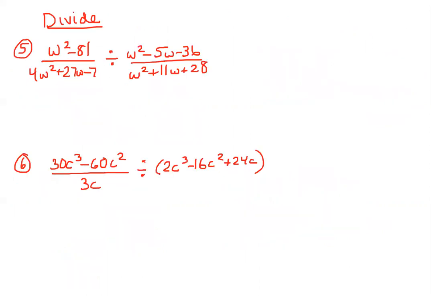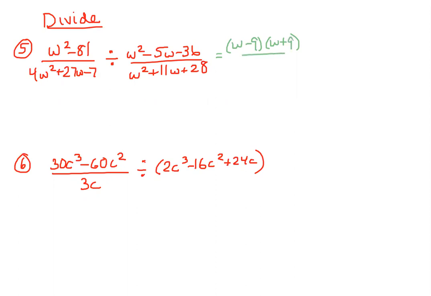All right, we're moving on to the division problems. Just like multiplication, except you take the reciprocal. So as we do this, we're going to factor. W squared minus 81 factors into w minus 9, w plus 9.